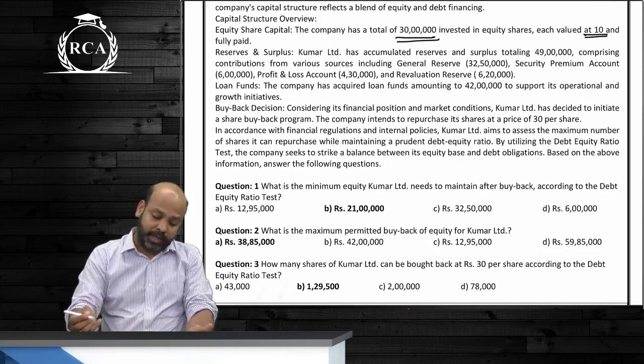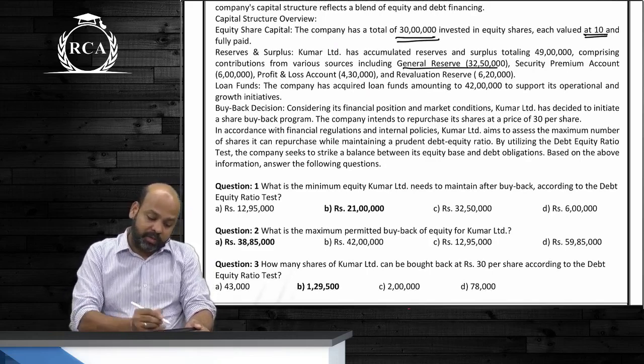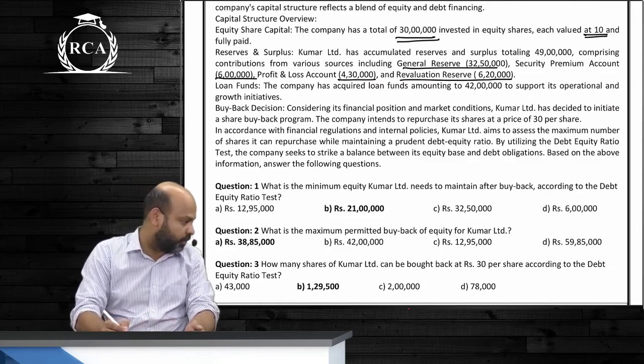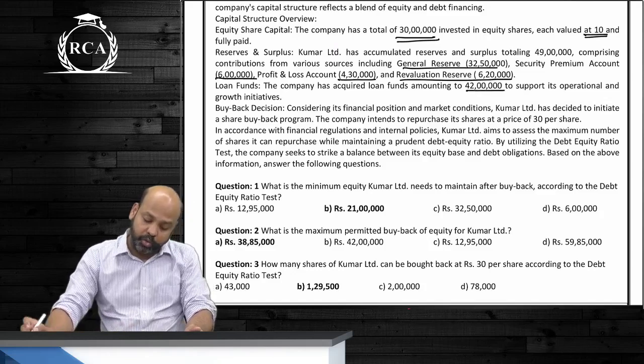Each valued at 10 rupees, fully paid up. Reserves and surplus: we have general reserve 32 lakhs 50,000, securities premium 6 lakhs, P&L account 4 lakh 30, revaluation reserve 6 lakhs 20. Which reserve will you not consider? Revaluation reserve, guys. The company has loan funds worth 42 lakhs.